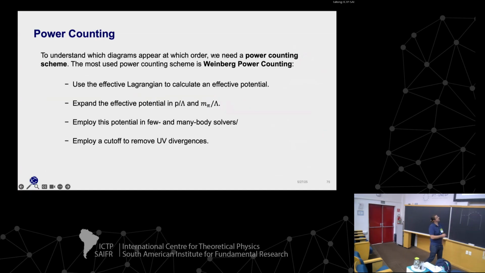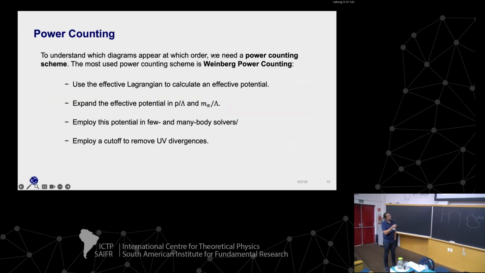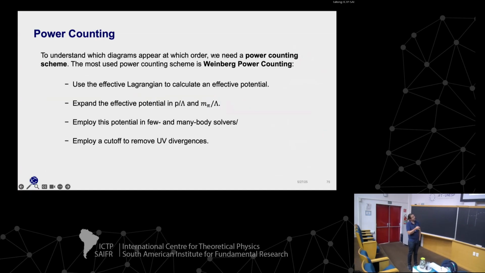And basically the idea is we use an effective Lagrangian to calculate an effective potential, and then we expand this effective potential in powers of momentum or the pion mass. And then this gives us a potential like a V of r or whatever, V of momentum, whatever you want.